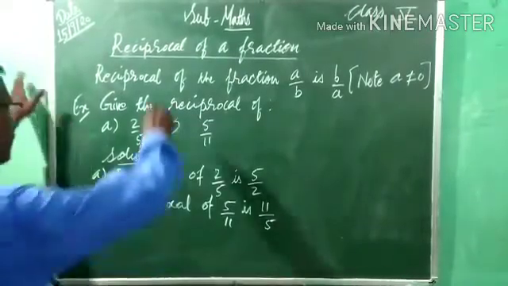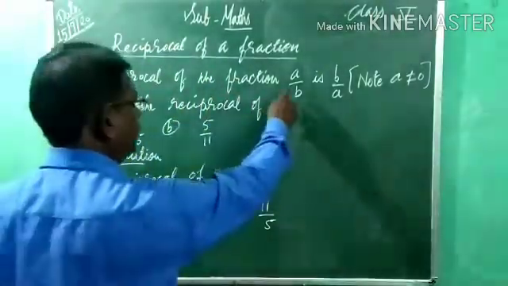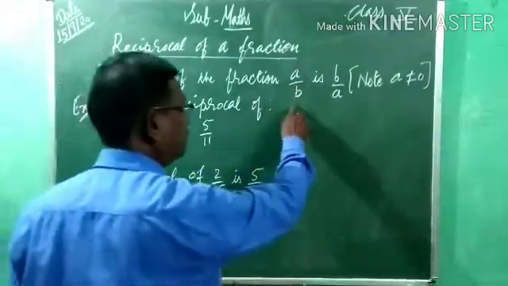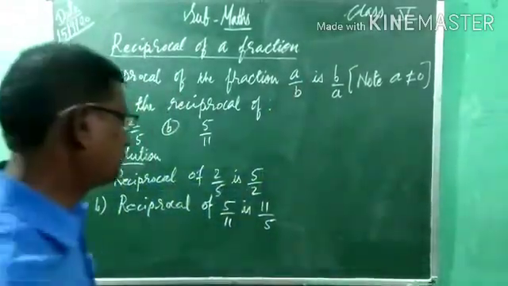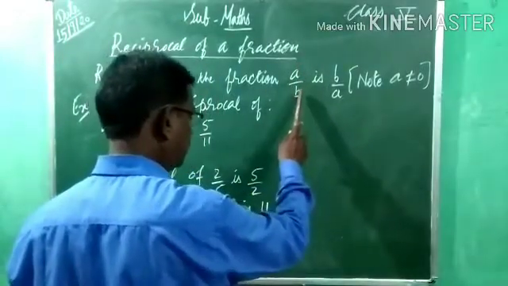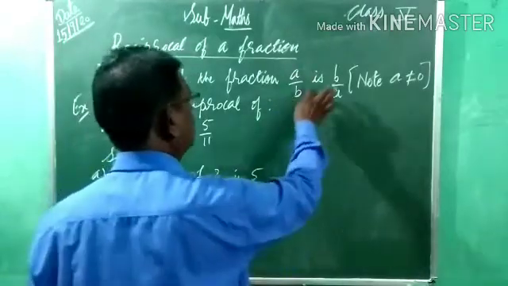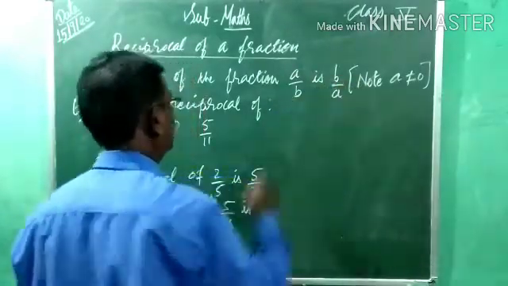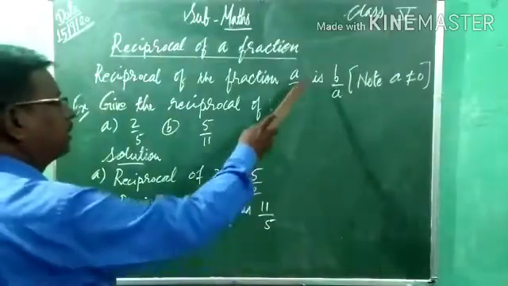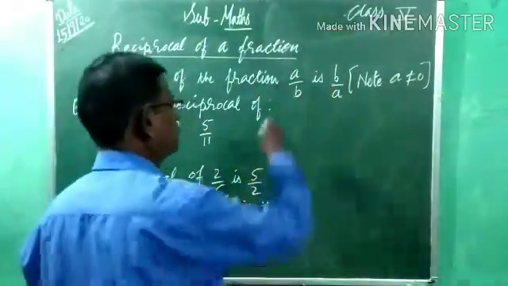Reciprocal of a fraction. What do you mean by reciprocal of a fraction? Reciprocal of the fraction a by b. Here the given fraction is a by b, and we just have to interchange. In place of the numerator we have to take the denominator, and in place of the denominator we have to take what? Numerator. The reciprocal of a by b is b by a. Just do the opposite.